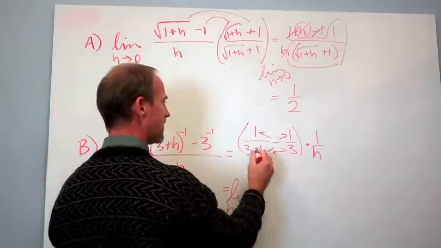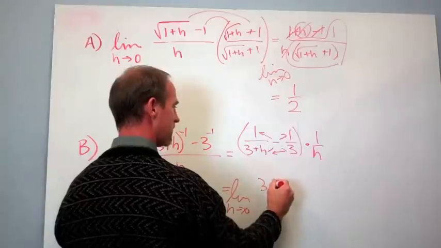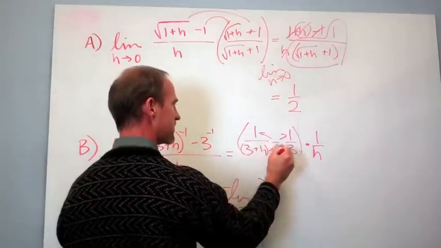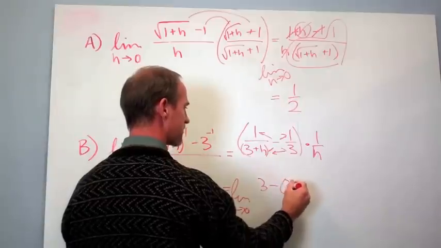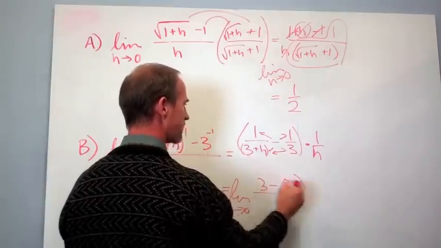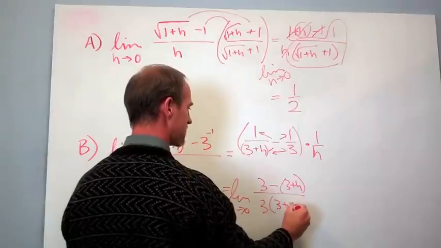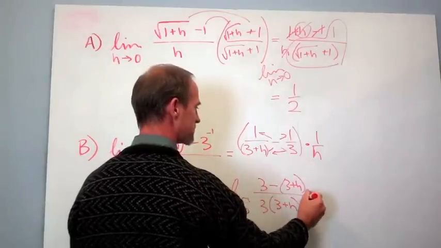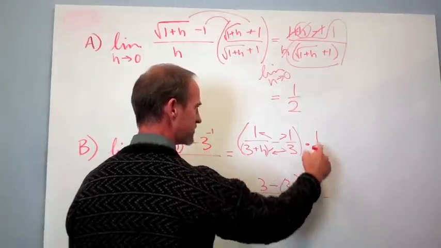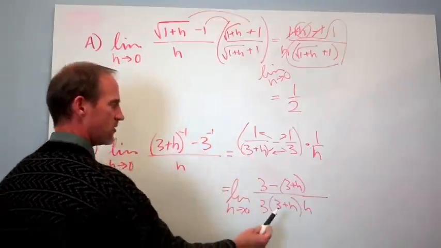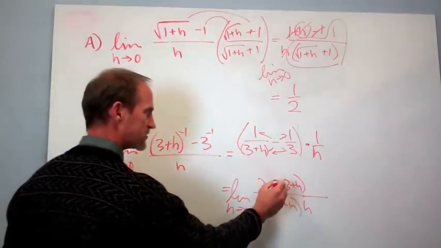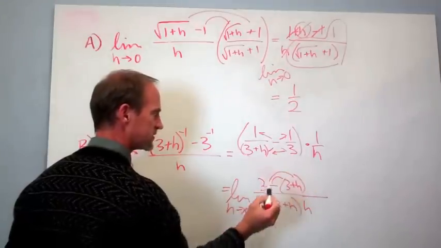My limit then becomes 3 minus, when I multiply this by the top, 3 minus 3 plus h, all over my common denominator, which is 3 times 3 plus h. This whole thing times 1 over h gives me an h down in the denominator. Well, what happens here? I can distribute in the minus sign. Be careful to do that.